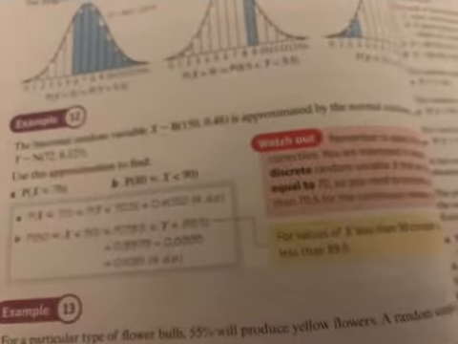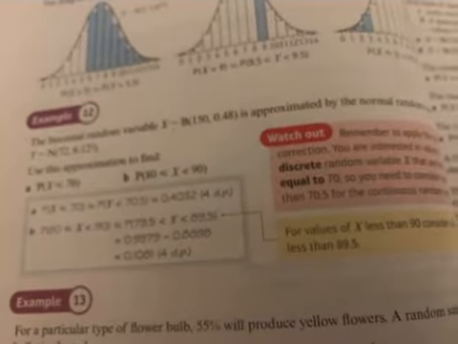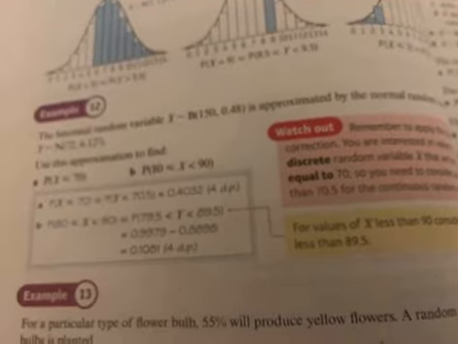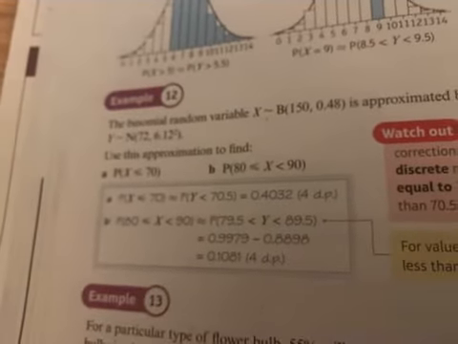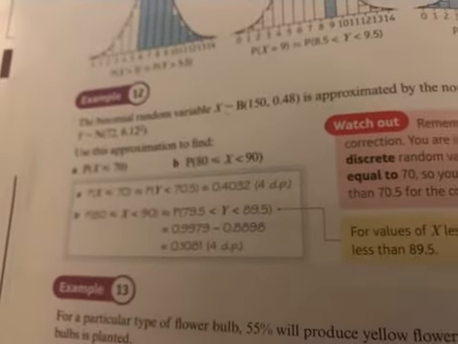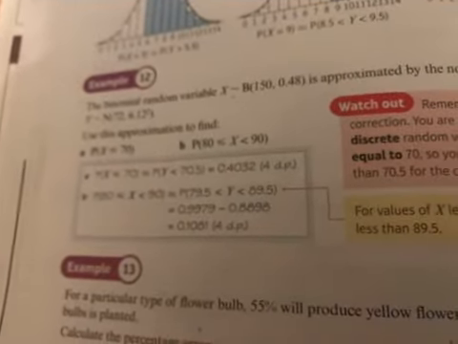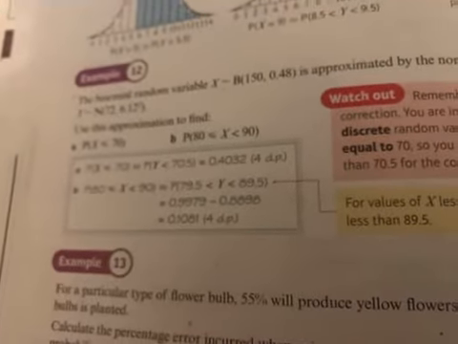Because example 12 shows us in some detail how this continuity correction business works. So here we've got the first one: the probability that x is less than or equal to 70. Well, if we're allowed to be 70, 70.5 is our upper bound, because 70.5 would round up to 71, so you can't be bigger than 70.5 if you want to be 70 or less.